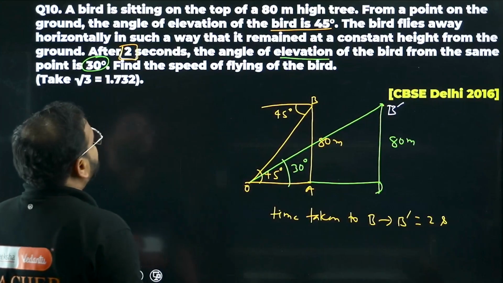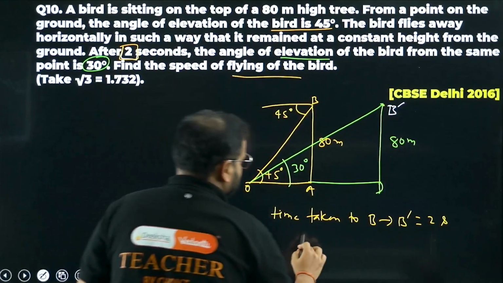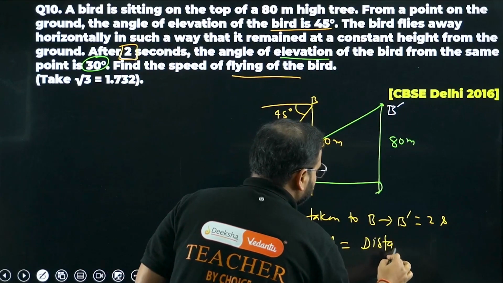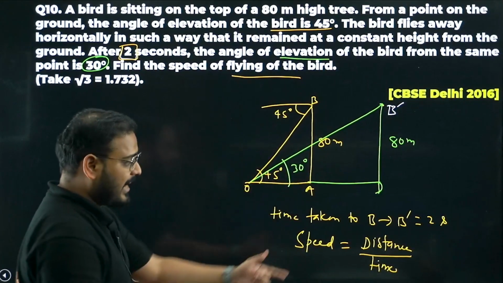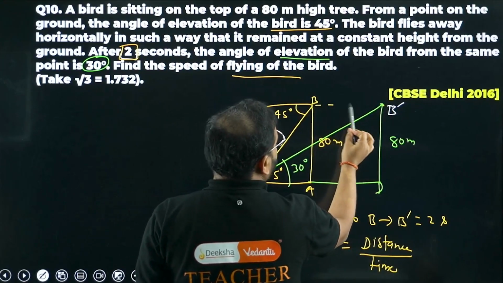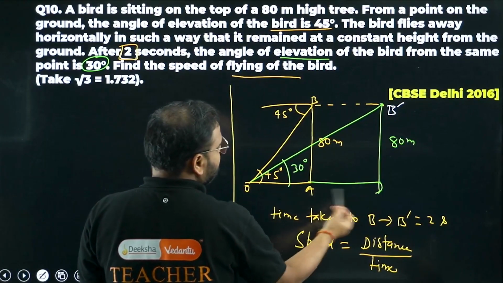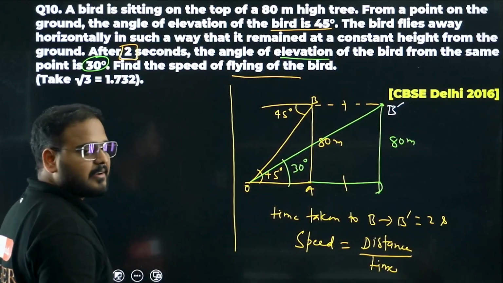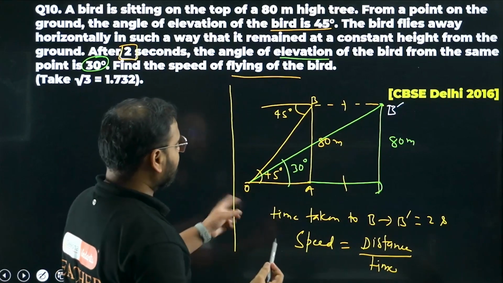Find the speed of the flying bird. We are looking for speed. Speed is distance upon time. We already know the time, so we have to find the distance. We are looking for the value BB dash. So we can find AD, and once you find AD, it is the same, since AD and BB dash are the same thing.